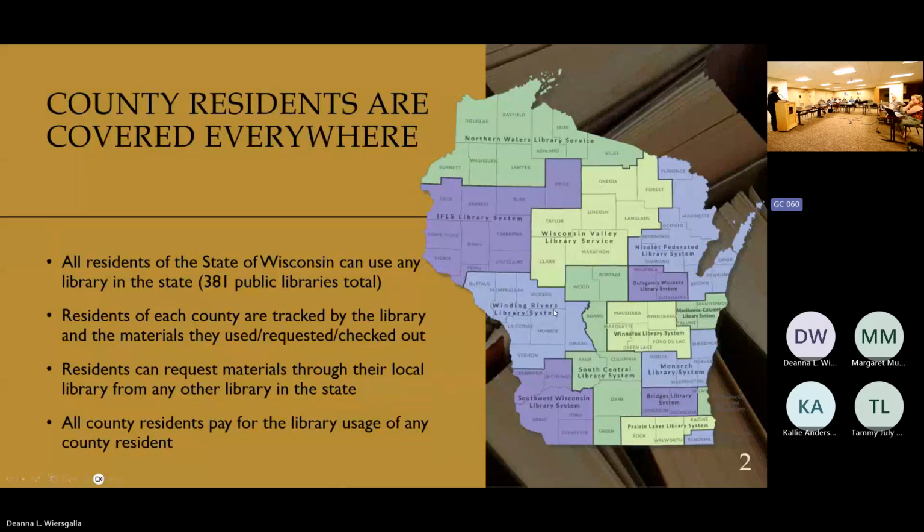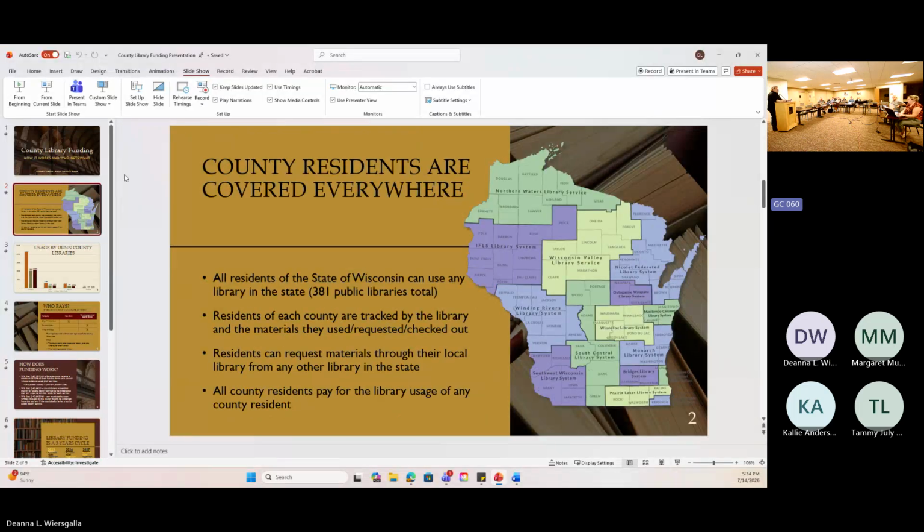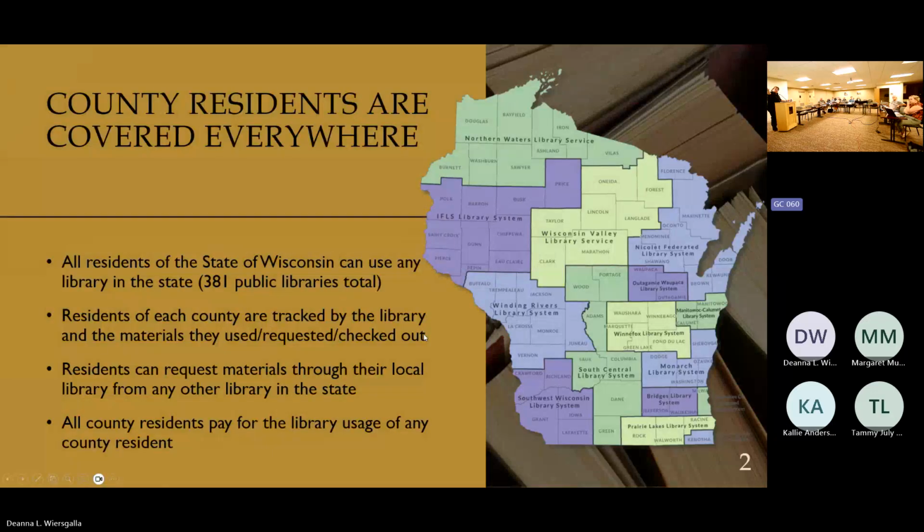So our particular library systems in Dunn County are part of IFLS, which is that darker purplish color, a 10 county region in western Wisconsin. And overall, there's 381 public libraries across the state of Wisconsin.